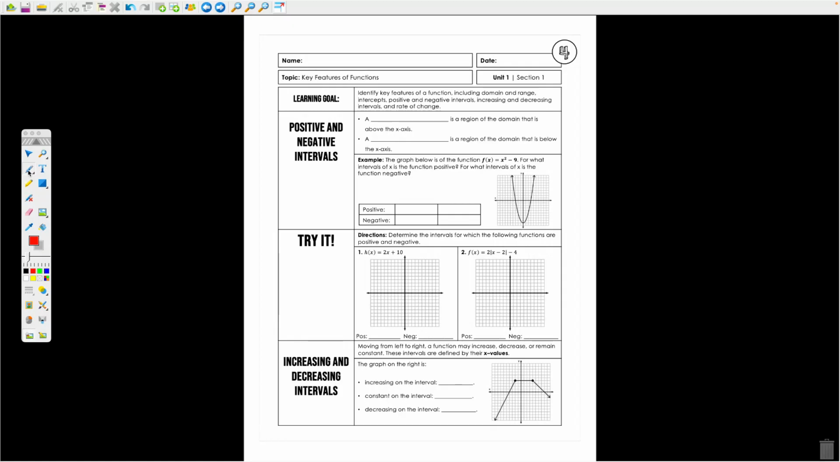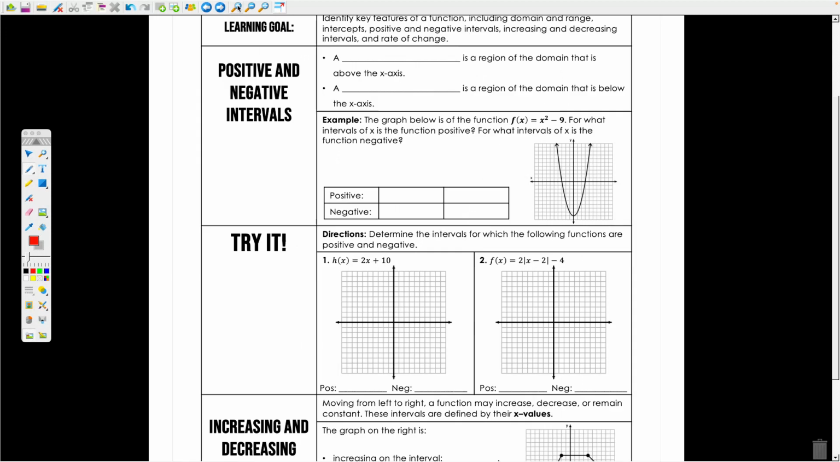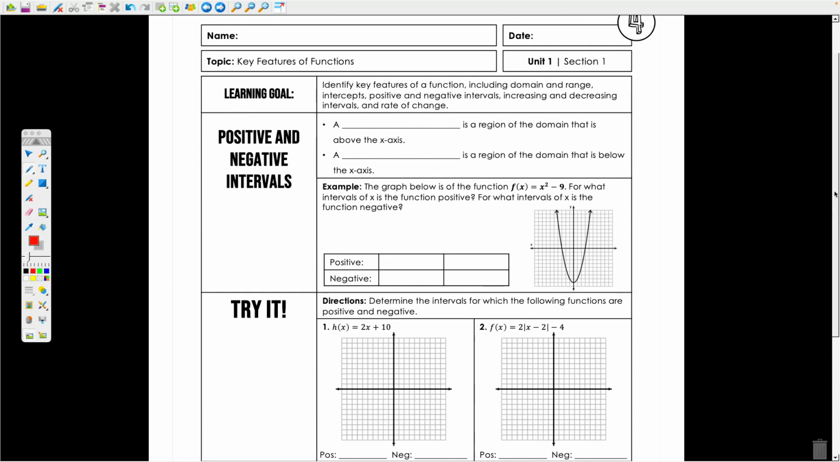And remember, when you see things like this that have blanks, you can expect to see them on your quiz or test as vocab. A blank is a region of the domain that is above the x-axis. Above. That's a positive interval. I need you to fit that in this blank right here, please.